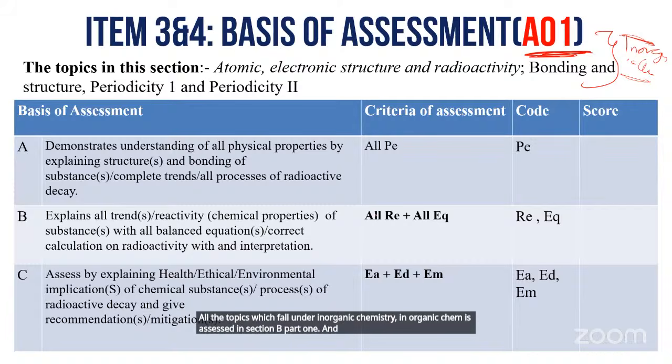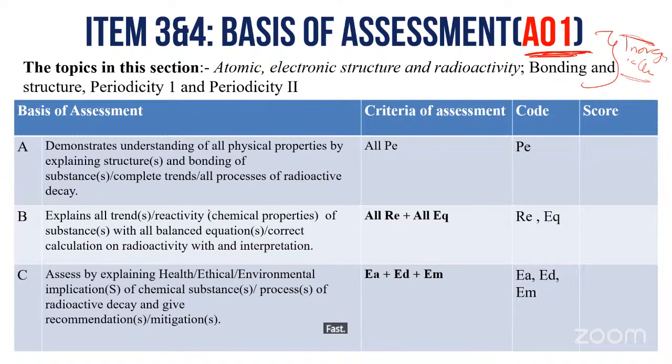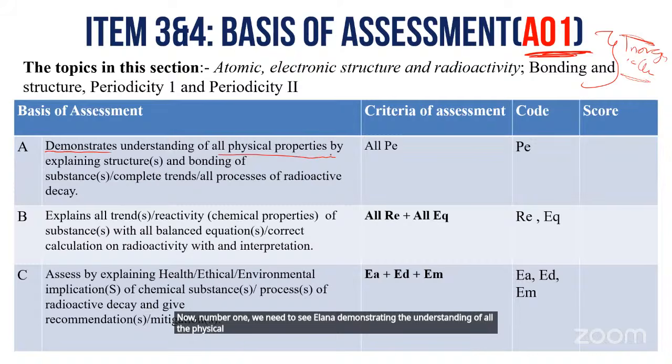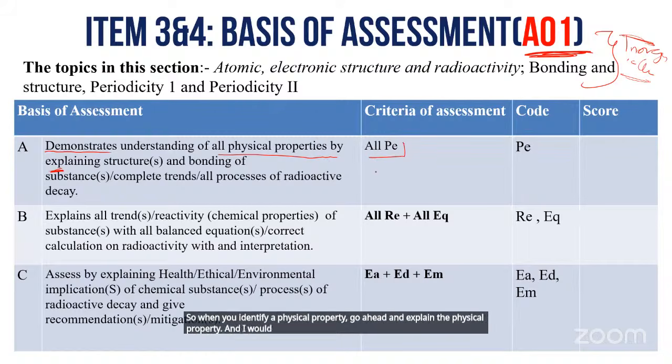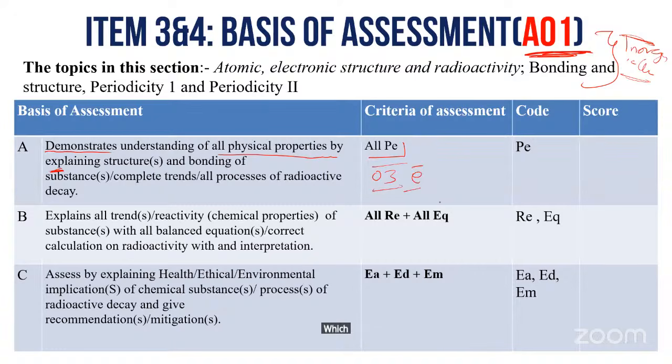And how do you maximize all the scores? Let's go through this very fast. Now, for section B, right here, you choose only one item because it is 4 and 3, you select only one. Now, number 1, we need to see a learner demonstrating the understanding of all the physical properties, and not only identifying the physical property, but going ahead to explain. So when you identify a physical property, go ahead and explain the physical property. And I would advise you to give at least 3 properties, which are very well explained.